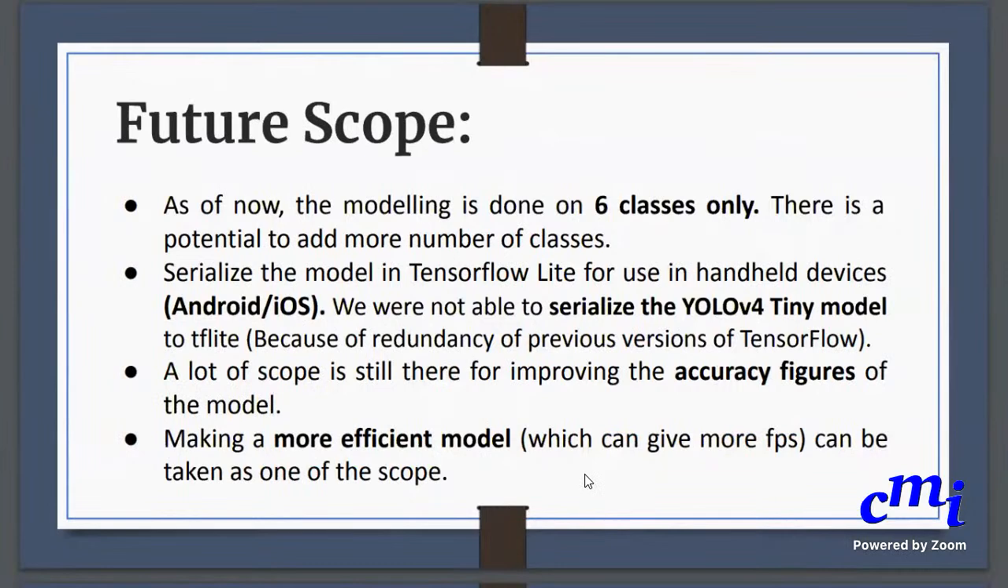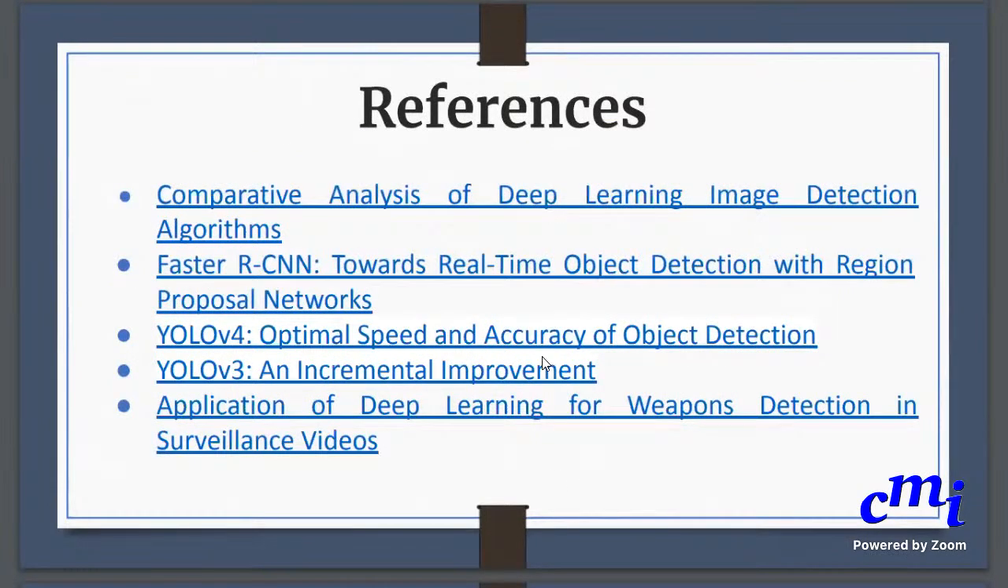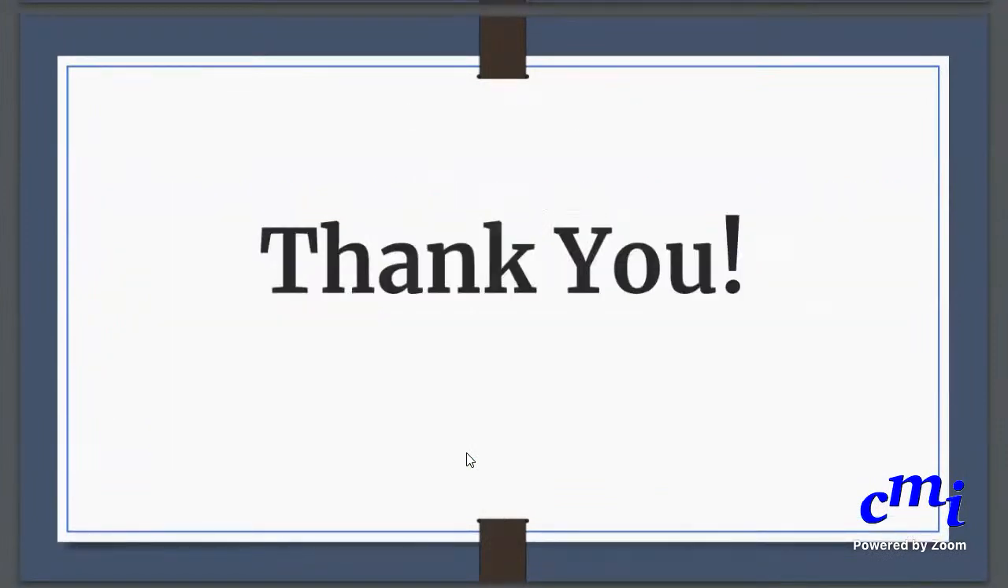So these are some of the references of the papers which we have referred to: the Faster RCNN paper and comparison papers, and the YOLO V3 and V4 papers. And that was about our presentation. So we would like to stop here and would like to answer any questions if there are any.